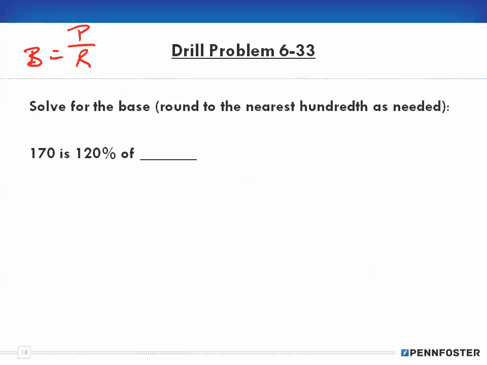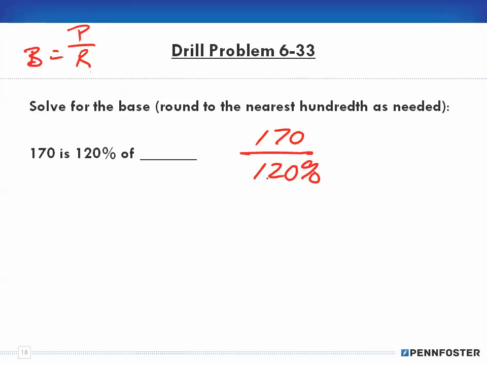Okay. And again, like I said, I disagree. I don't like the terminology portion and base because of the connotations. But be that as it may, all right, we have 170, and that's over 120%. Why am I dividing by 120%?